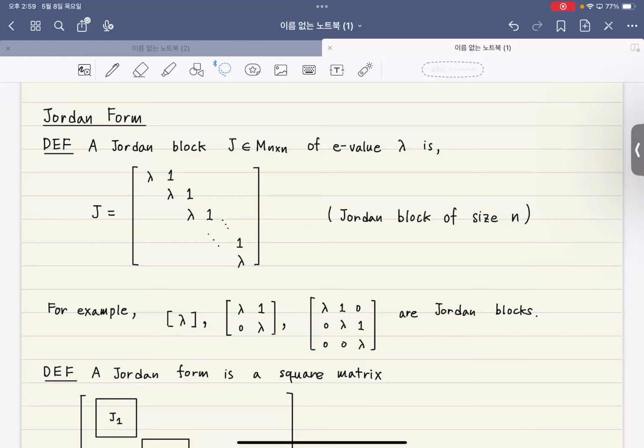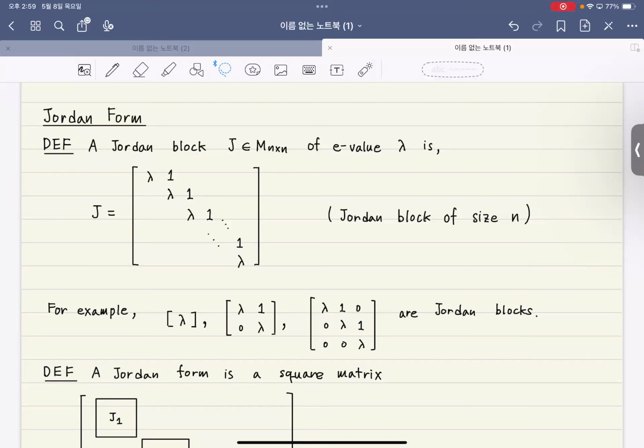And Jordan form is that matrix invariant. So suppose I have two square matrices, and if those two square matrices have the same Jordan form, the same matrix invariant called the Jordan form, then I am 100% sure that these two matrices are similar to each other. So this is a very important matrix invariant.